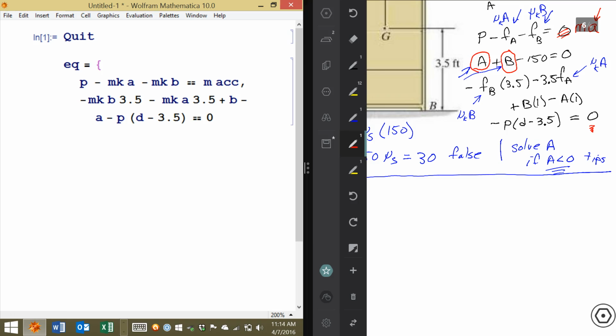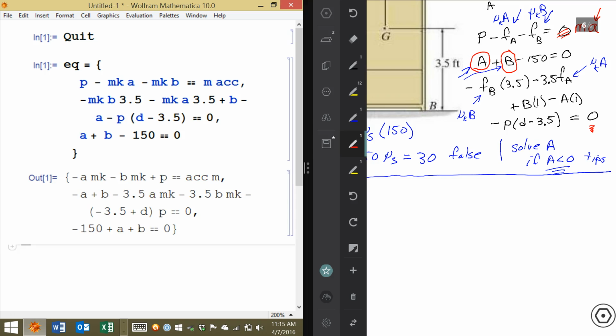Let's see. Oh, I missed the middle one. Okay, that was the moment equation. All right, so the middle equation would be a minus f, a. It would be positive a plus b minus 150 equals 0. And let's see, I'm going to hit execute. All right, so here we go.